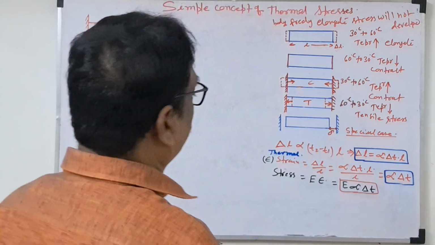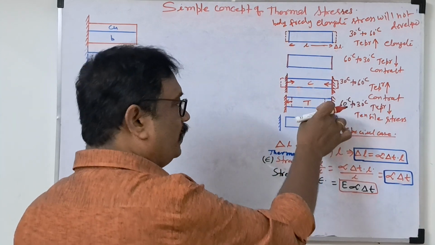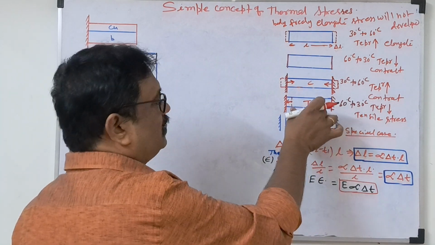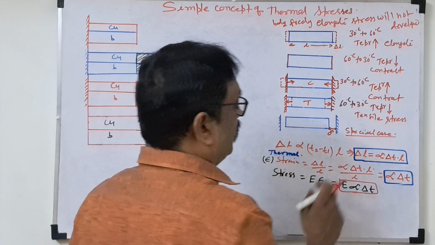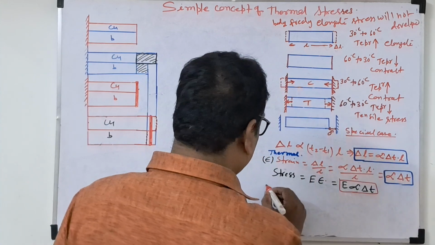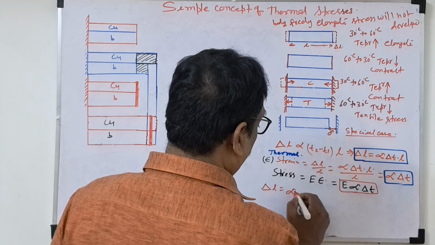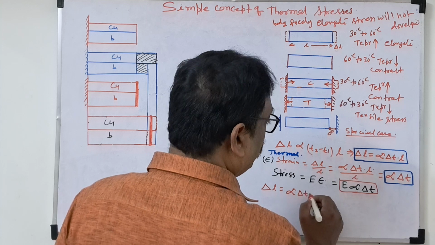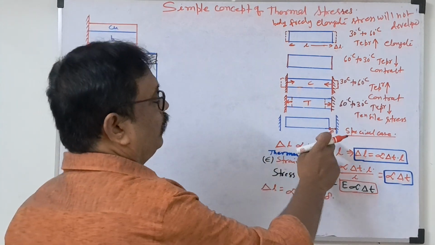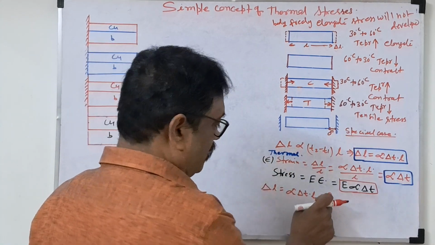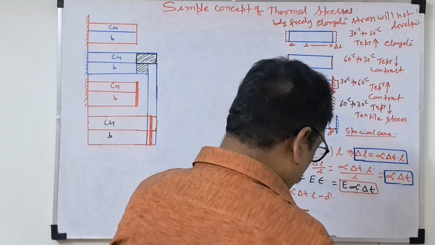Now, what is the special case here? If yielding is after a distance delta, that means we are stopping this body, due to the temperature difference, but only after some distance. Yielding is delta. Then what is the change in length? It is alpha delta T L minus delta. This is the elongation due to the temperature difference, less the yielding delta.